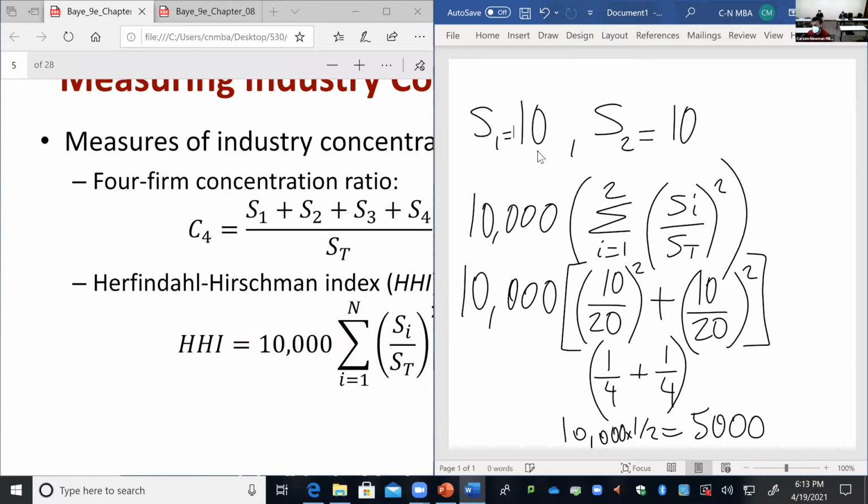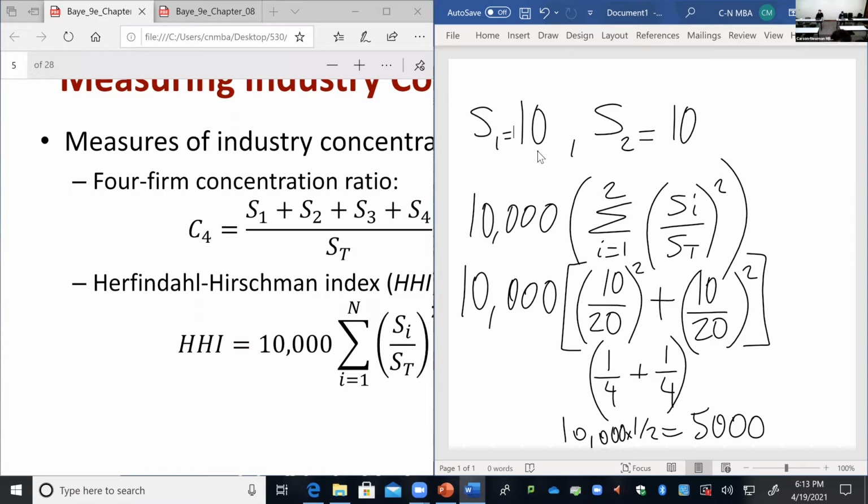This is kind of a concentrated industry. You want this number to be really small. If there was only one firm, a monopoly, what will this Herfindahl-Hirschman index be? 10,000. Thank you. Very good.